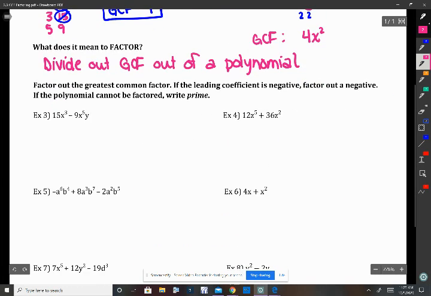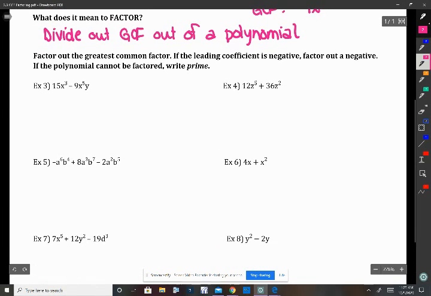So as we look at example 3, same idea. I'm looking for my numbers. And so I've got 15 and 9. 9's your smaller number. Factors of 9 are 1 and 9, 3 and 3. And so I'm going to start with that first. And so I look at 9 and I look to see, does 9 go into 15 evenly? Nope. So then my next smallest factor is 3. Does 3 go into 15 evenly? It does. So that's going to be my number that comes out.